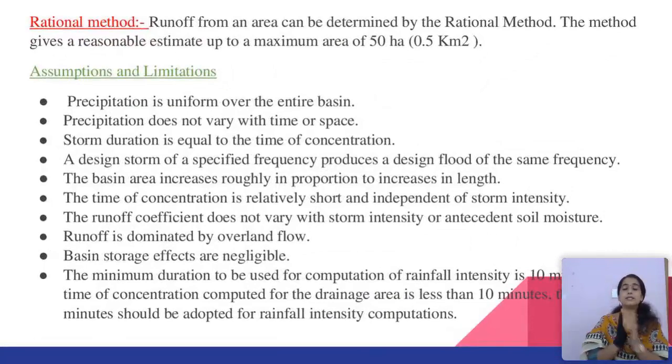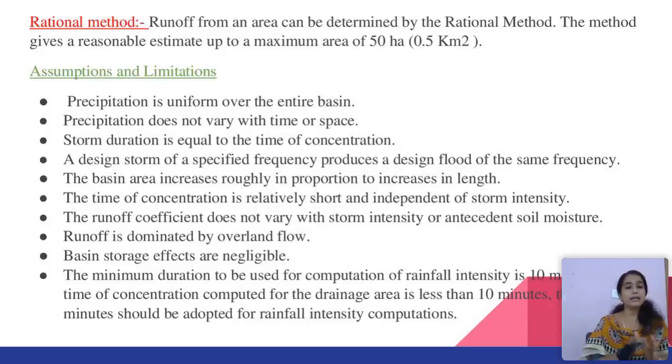Next is the first method, that is the rational method. This rational method gives a reasonable estimate up to a maximum area of 50 hectares, that is 0.5 square kilometer. For more than this area, we have to adopt the empirical formula method for calculating the stormwater quantity.